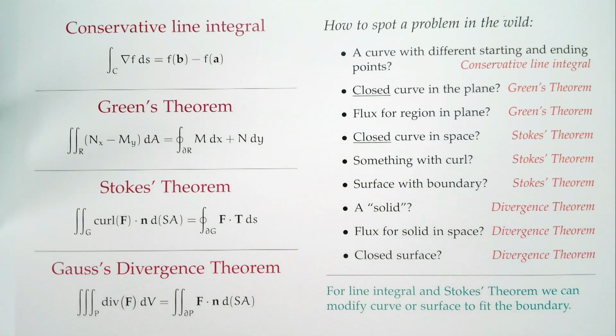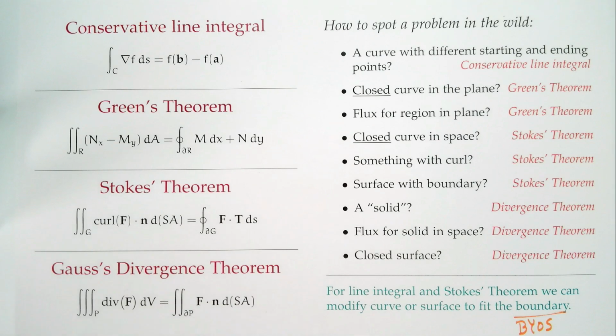So one thing to keep in mind when you're doing these problems, and for me, this is what makes things fun, is if you have a line integral or Stokes' theorem, you can always change your curve or your surface to fit the boundary. As I like to say, this is your BYOS. Bring your own surface. And that's a good tool, and that's a technique you can use to make a lot of Stokes theorem problems a lot simpler.